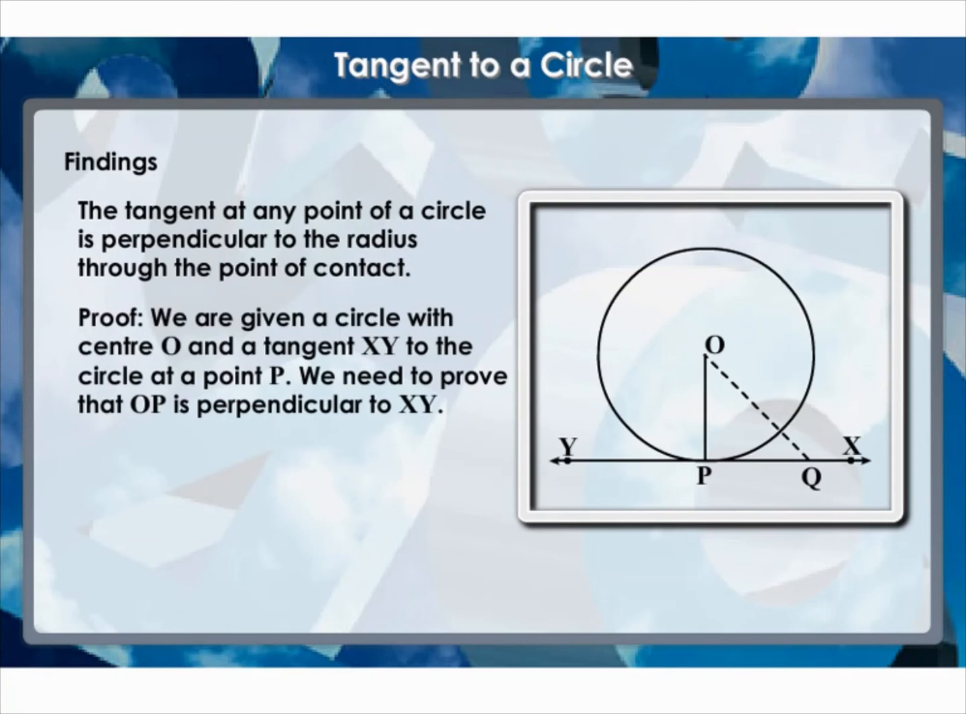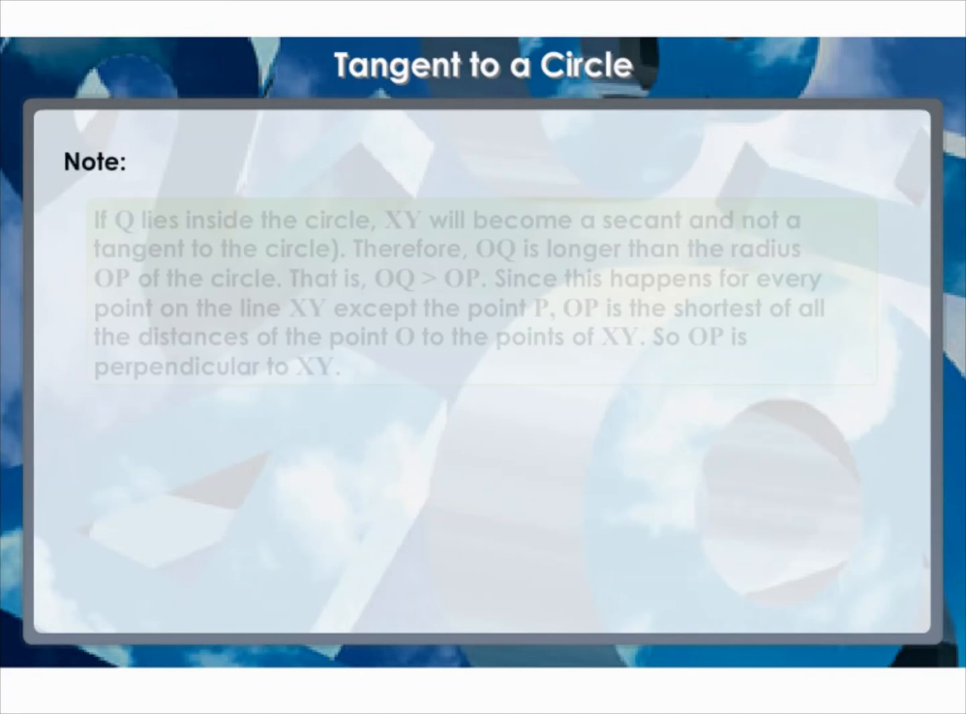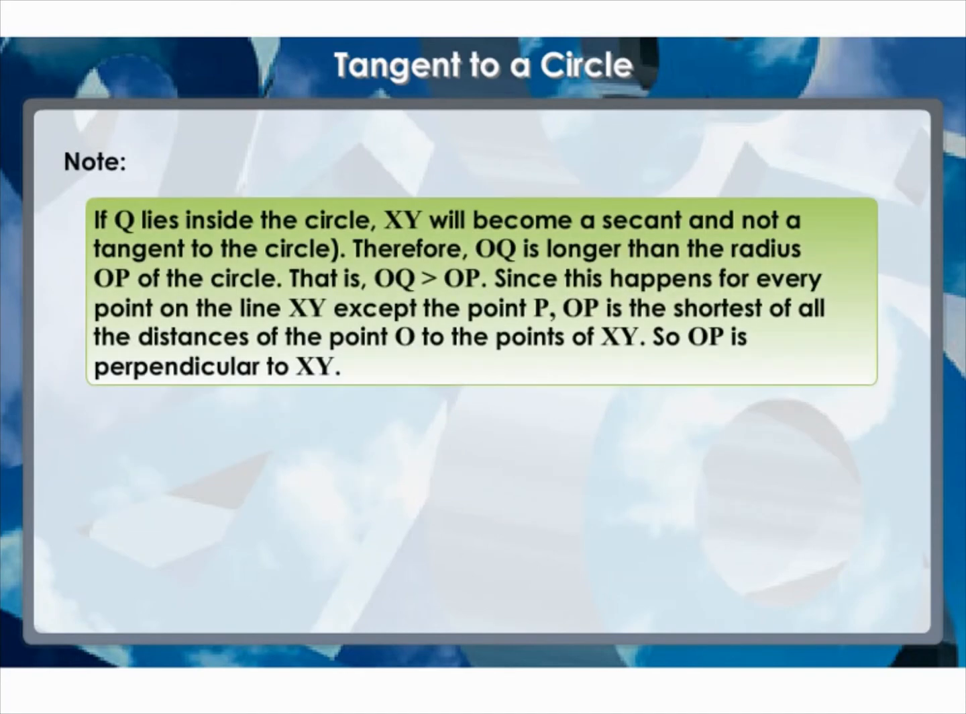Proof. We are given a circle with center O and a tangent XY to the circle at a point P. We need to prove that OP is perpendicular to XY. Take a point Q on XY other than P and join OQ. The point Q must lie outside the circle. Note: if Q lies inside the circle, XY will become a secant and not a tangent to the circle.